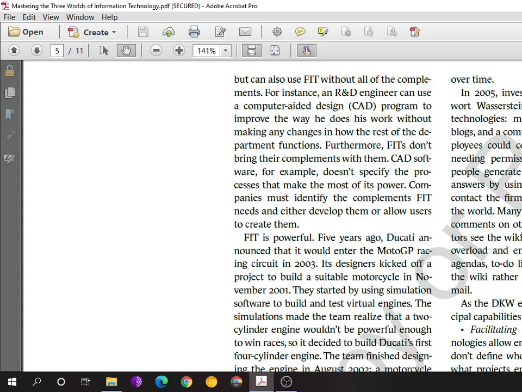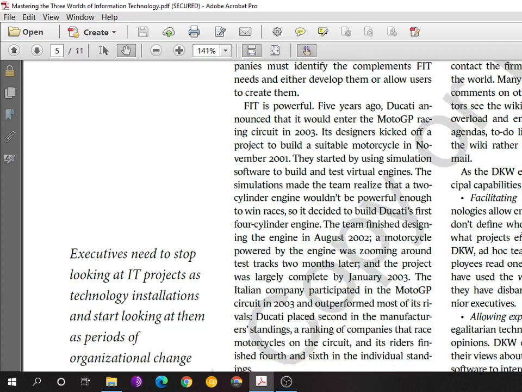So functional IT doesn't bring any new complements with it. CAD software, for example, doesn't specify the processes that make the most of its power. It doesn't tell you how to use it, you have to choose that on your own. So they're given examples of that.